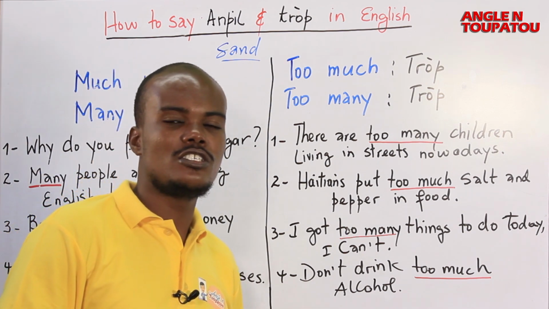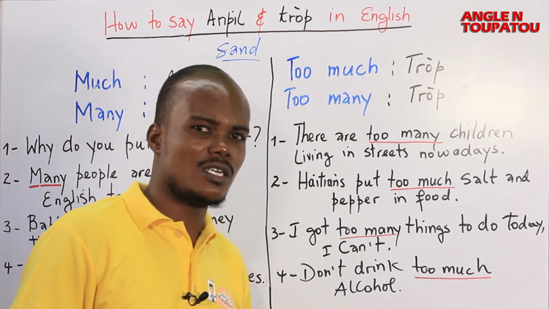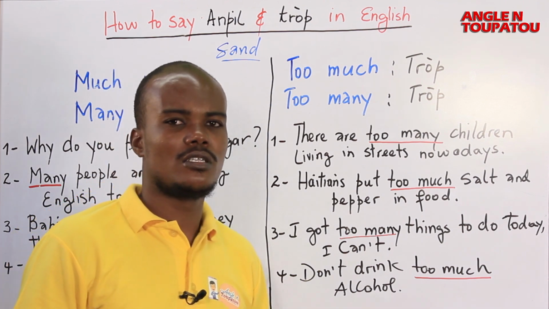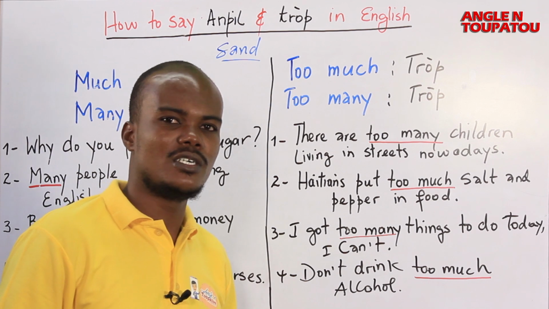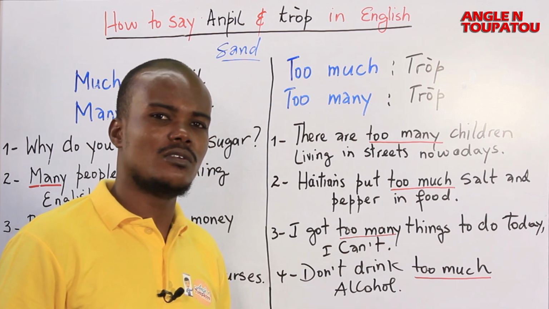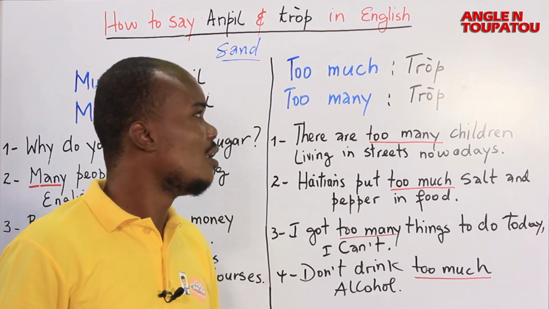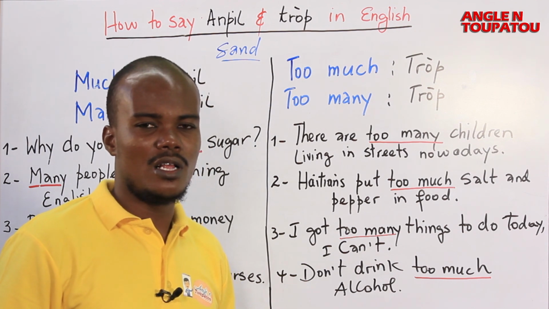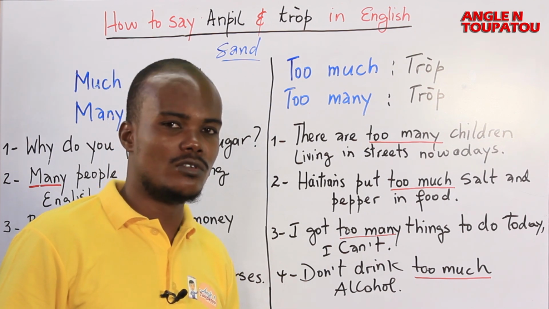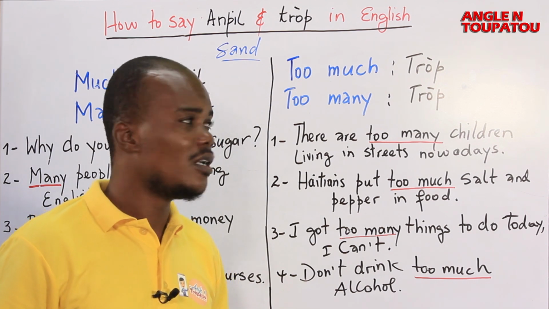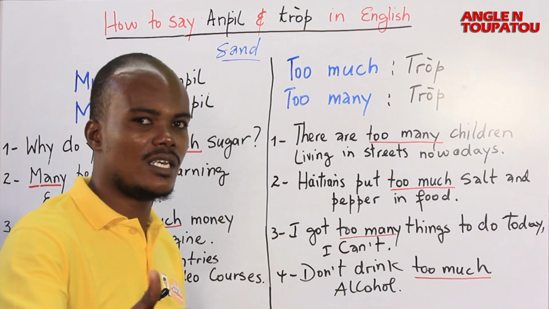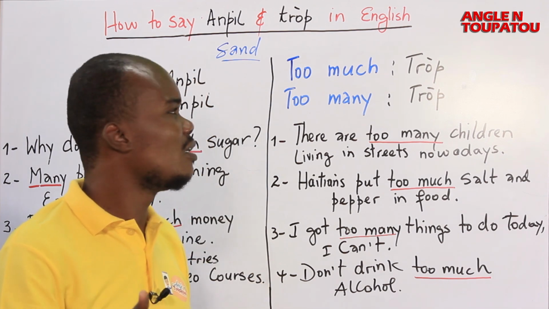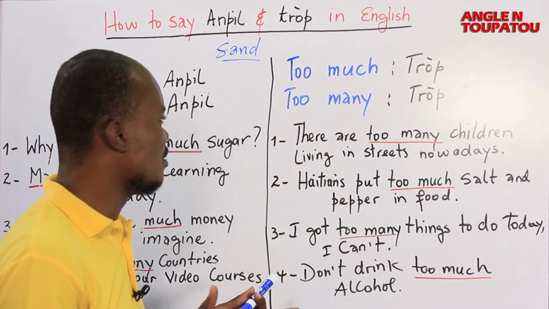Like I can say too much sugar, too much salt, too much water. You put too much water in the soup. Too many people. There are too many people in the room. Too many after countable nouns. Too much after non-countable nouns. Good. Let me give you an example to make you clear.